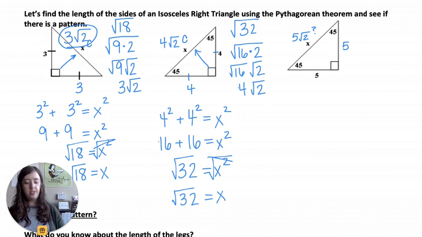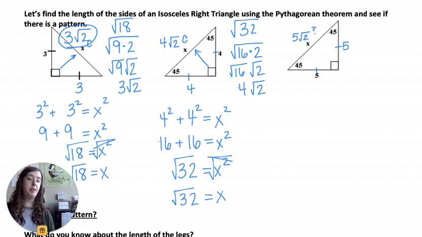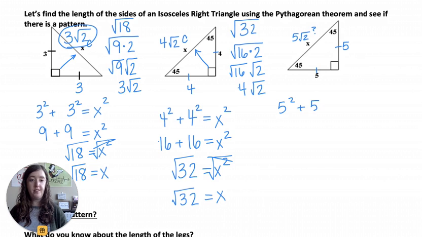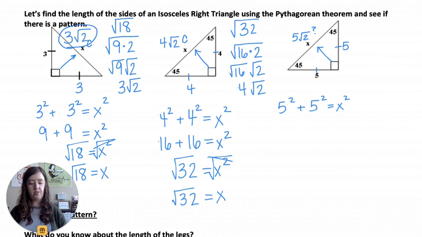So, since those two angles are congruent, we know that these two sides have to be congruent. They have to be the same. So we're going to do the Pythagorean theorem. 5 squared plus 5 squared equals x squared. And we know that x is our hypotenuse because it's across from the right angle.